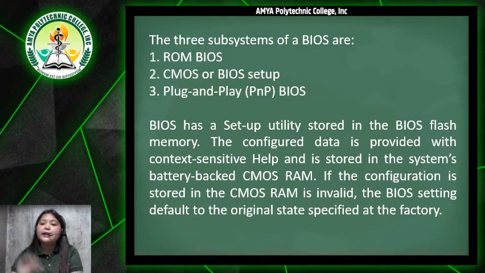BIOS has a setup utility stored in the BIOS flash. The configuration data is provided with context-sensitive help and is stored in the system's battery-backed CMOS RAM. If the configuration stored in the CMOS RAM is invalid, the BIOS settings default to the original state specified.